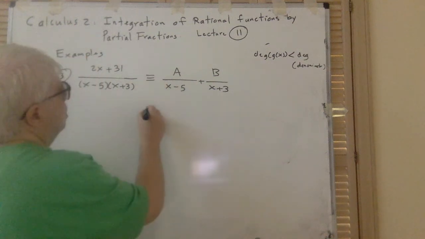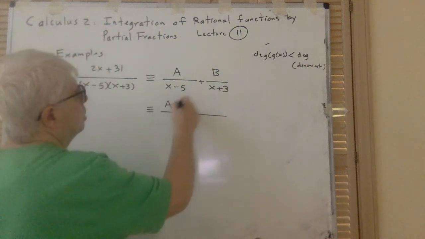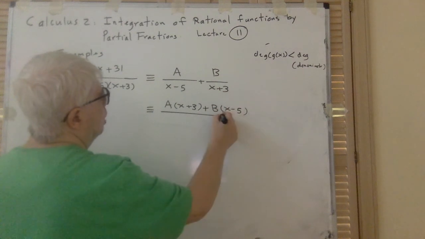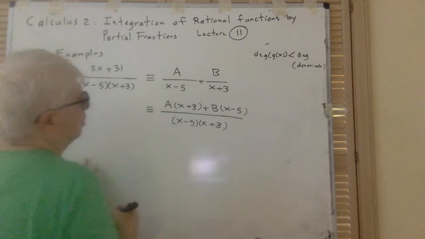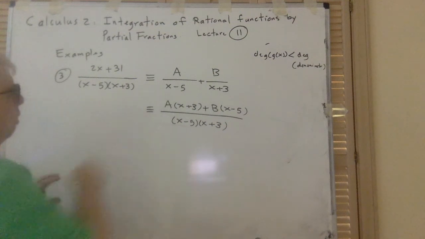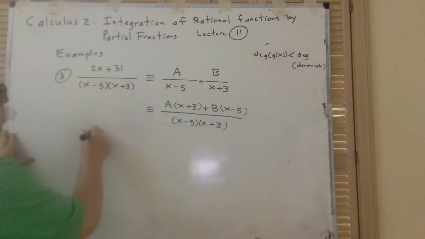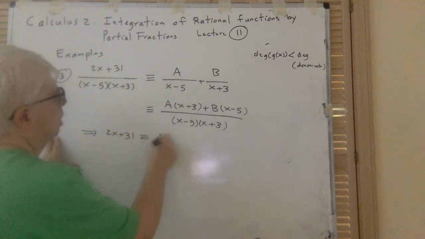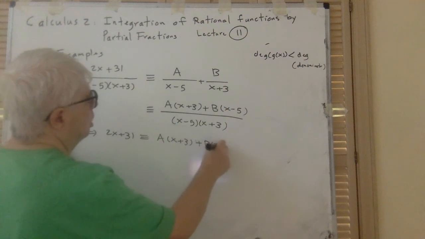So this side, let's put this together. It is a times x plus 3, plus b times x minus 5, and the denominator is x minus 5 times x plus 3. Now there's a trick here, which I will use. The denominators are the same, so this implies that 2x plus 31 should be the same as a times x plus 3 plus b times x minus 5.